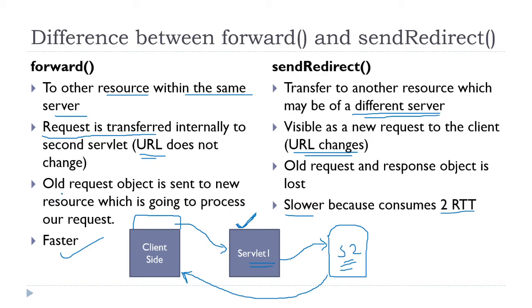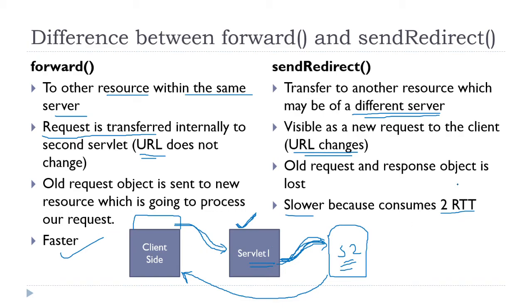Also, because in the forward method, the same request is being forwarded to the servlet 2 here, that is why the request object is the same. So the old request which was sent from the client to the servlet 1 is being sent to the servlet 2. So our request object has not been invalidated.